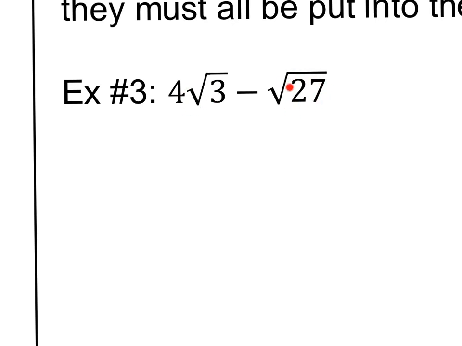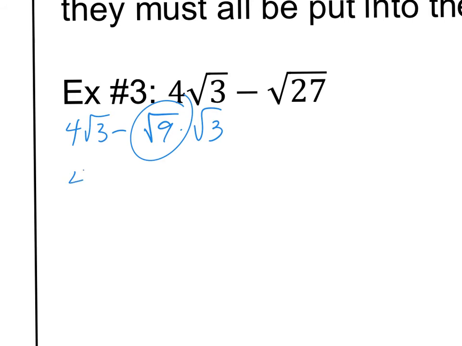So let's think about how we could simplify 27. What are two things that go into 27? Well, to me, the first thing that I think of is, I'm going to rewrite this, 4 square root 3 minus, I think of 9 and 3. So couldn't I think of this as square root 9 times square root 3? And hey, there we go. We already have a perfect square. Square root of 9 is 3, so this is really like saying 4 square root 3 minus 3 square root 3.